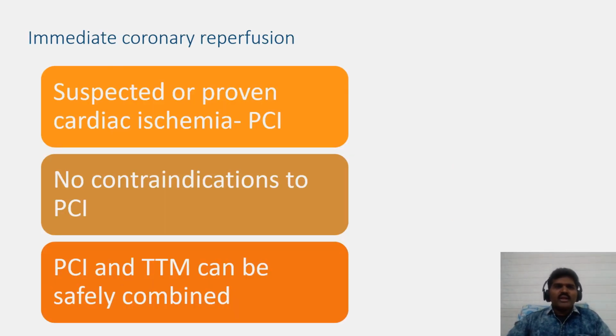Immediate coronary perfusion. Suspected or proven cardiac ischemia: PCI is the treatment of choice. No contraindications to PCI as such. PCI and TTM can be safely combined together. So always go for PCI. The patient is having a myocardial infarction and goes into cardiac arrest.